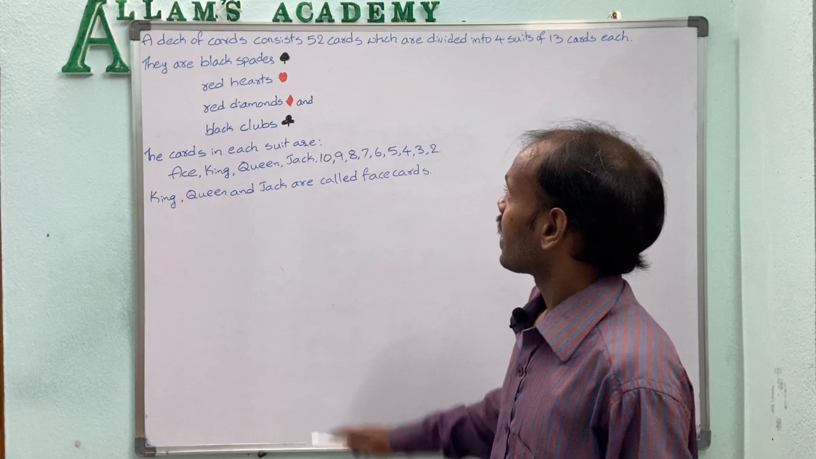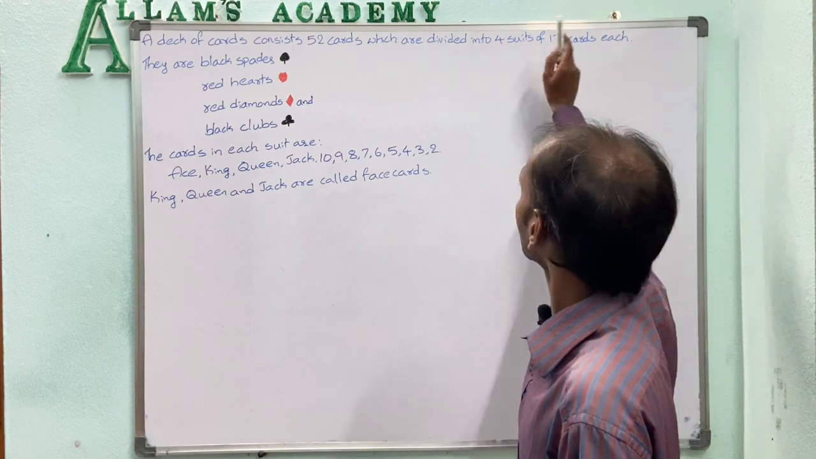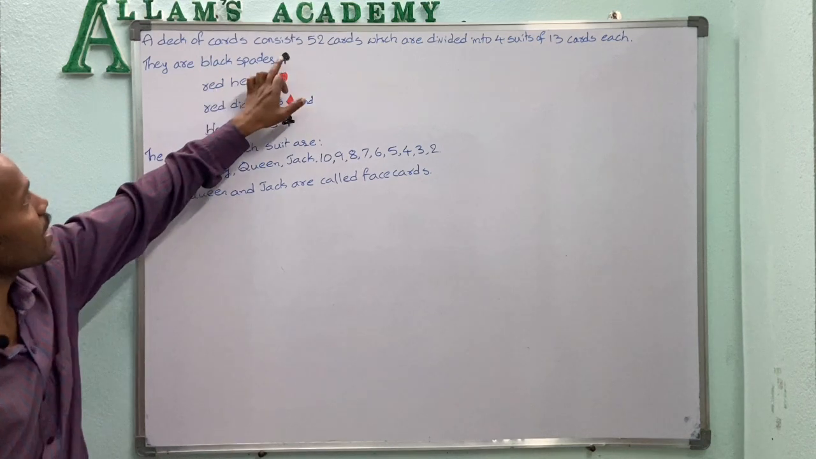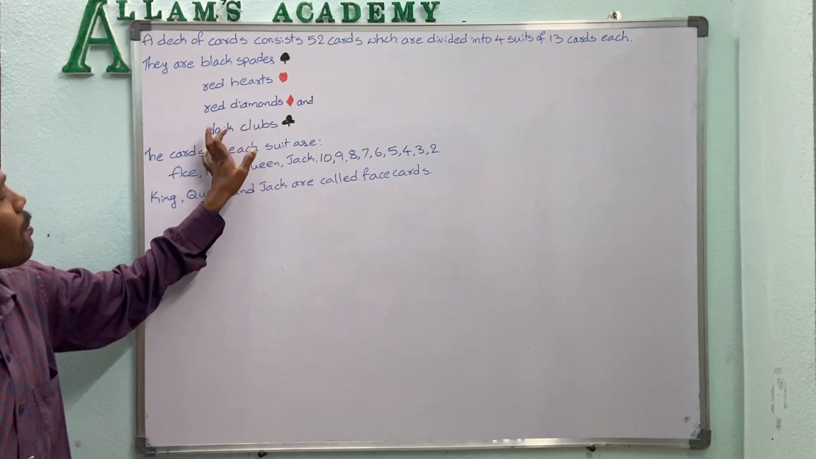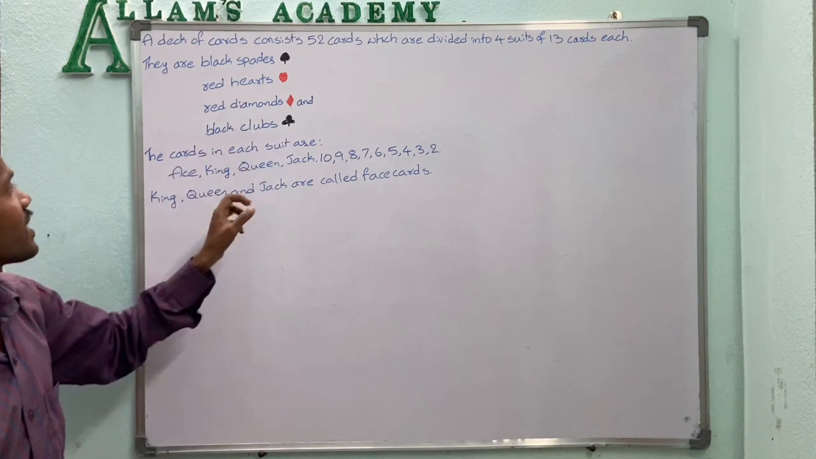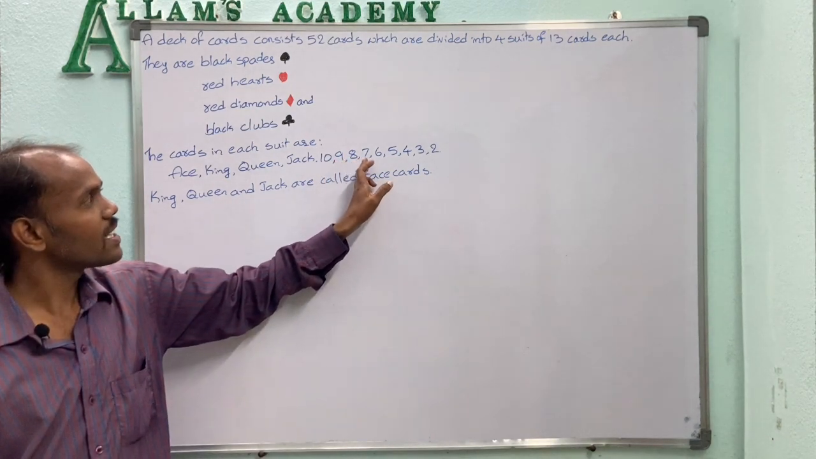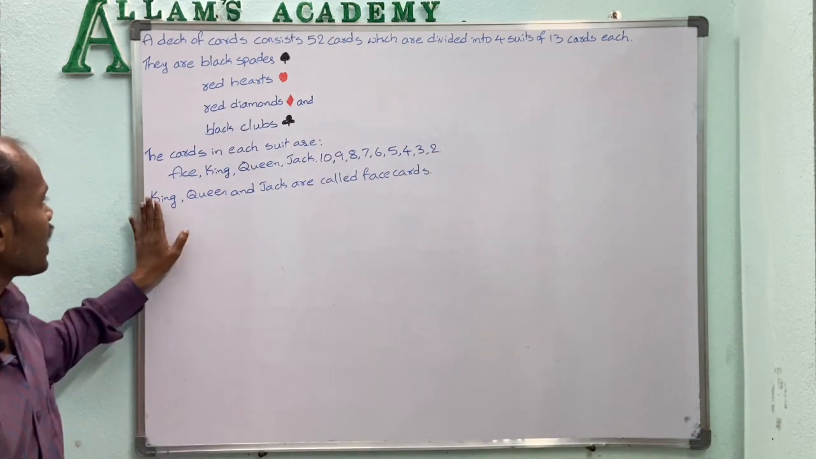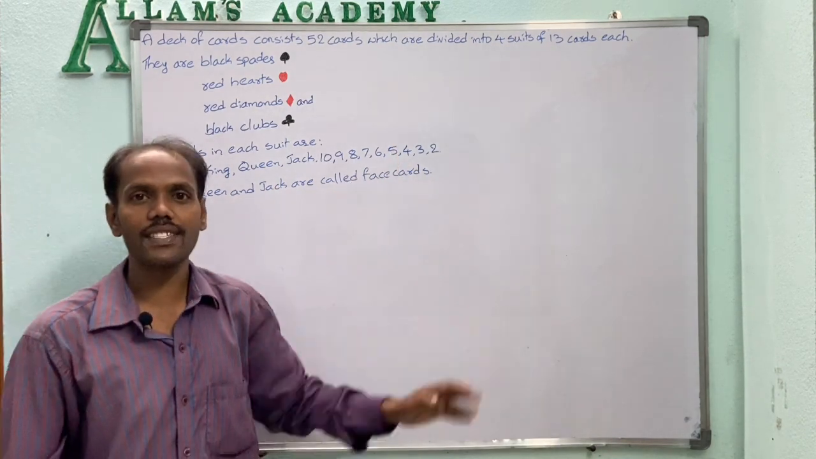A deck of cards contains 52 cards divided into 4 suits of 13 cards each. The 4 suits are black spades, red hearts, red diamonds and black clubs. In each suit the cards are ace, king, queen, jack, 10, 9, 8, 7, 6, 5, 4, 3, 2. The king, queen and jack cards are called face cards.